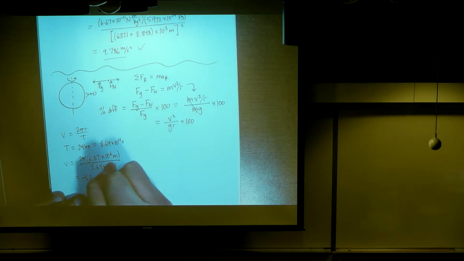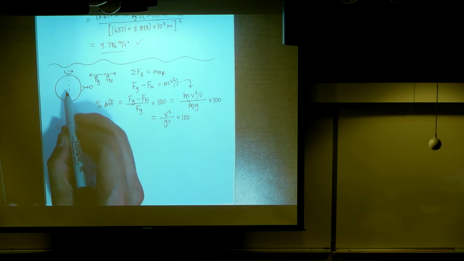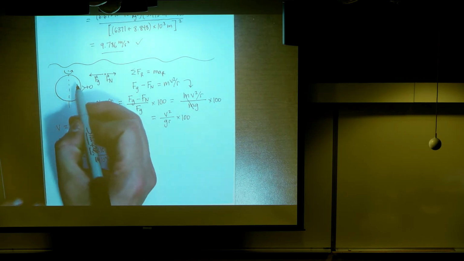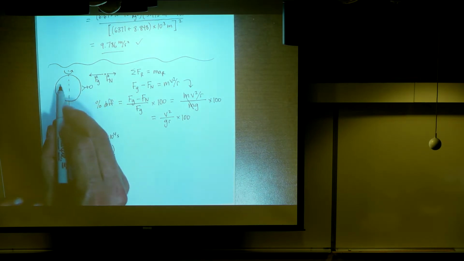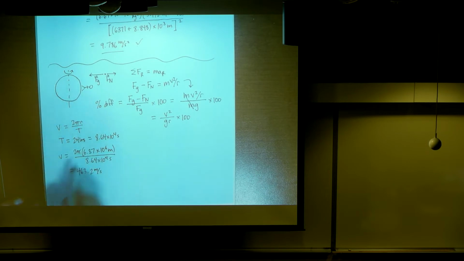463.2 meters per second. Now, again, this just applies to the equator. We're currently not at the equator, so we move slightly more slowly because we move in a smaller circle each day, right? But this is like the maximum, okay?